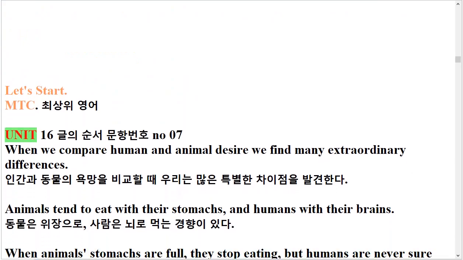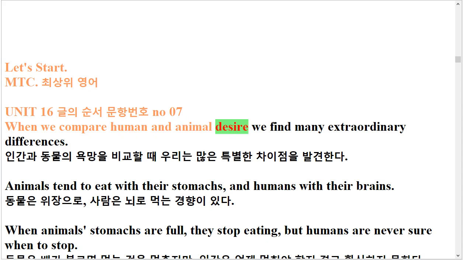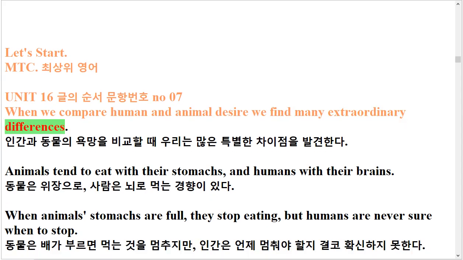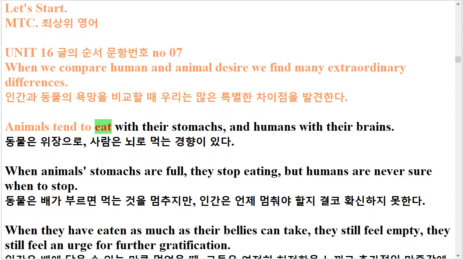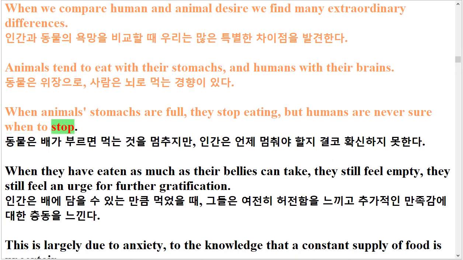Unit 16 No 07. When we compare human and animal desire, we find many extraordinary differences. Animals tend to eat with their stomachs, and humans with their brains. When animals' stomachs are full, they stop eating, but humans are never sure when to stop.